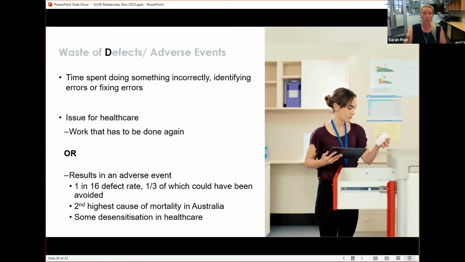So the first one is waste of defects. In this case, a defect is an error or a mistake that's made. So this refers to any activity where time, money, or other resources are wasted in order to either identify or correct mistakes. So when someone has to repeat the work again, we're wasting these resources. So it also refers to mistakes that lead to adverse events and have to be repeated. So for example, having to take blood again from a patient because the incorrect pathology tube was used, a surgical cart that might be missing an item, or the wrong medication or a wrong dose of medication that was given to a patient.